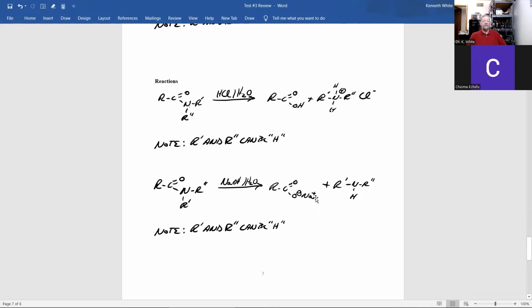And next, you can take an amide and react it with base. For this class, I use sodium hydroxide and water. What you get back is the carboxylate anion of the carboxylic acid you would have used to make that amide. This reacts with the base to give this, but you also get the amine that would have been used to make that amide. And here it is. And remember again, R prime and R double prime, one, both, or none can be hydrogen.